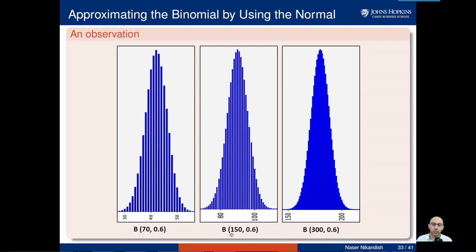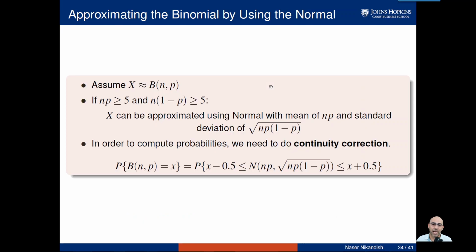I increase n to 150, p is still 0.6. Again, it's a lot more bell-shaped. I increase n to 300. It is going to be, again, a lot more bell-shaped. It looks like there's a connection between binomial and normal, right? How can we utilize this? Well, we can utilize this by approximating binomial by normal. But there is a problem. One, when can I do that? If n times p is bigger than 5 and n times 1 minus p is bigger than 5, you can do that.